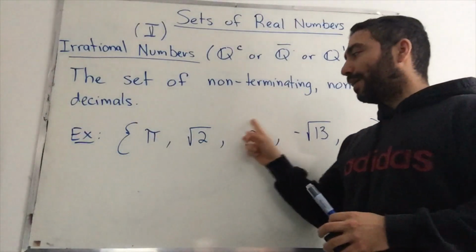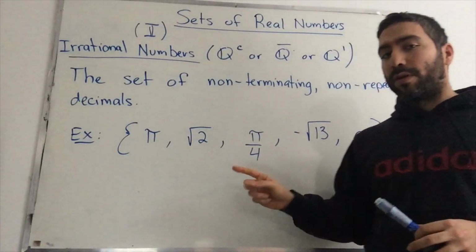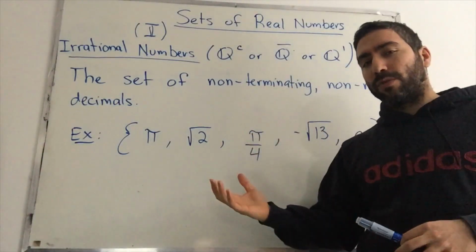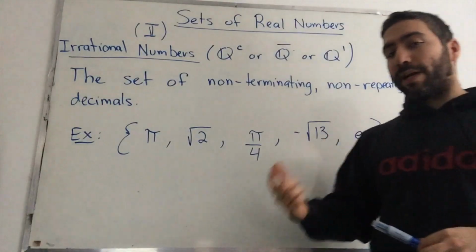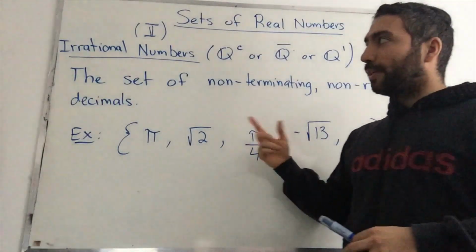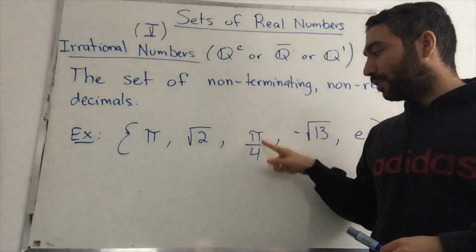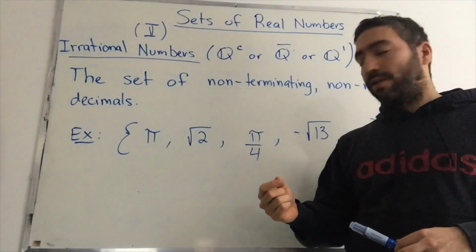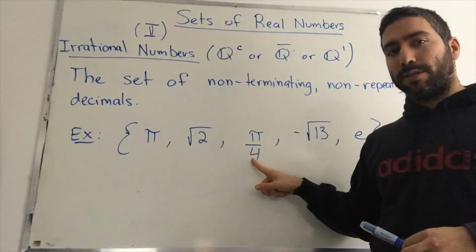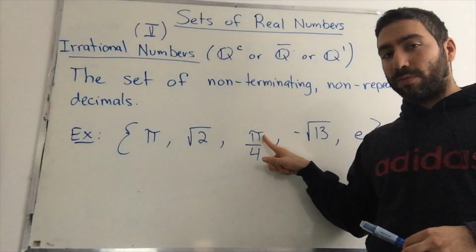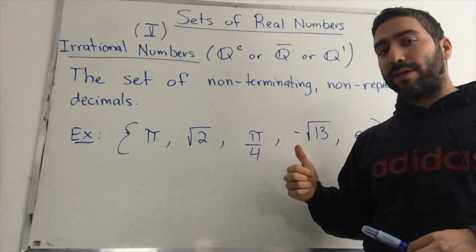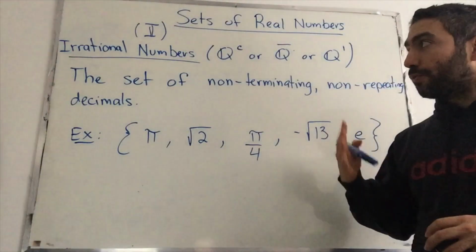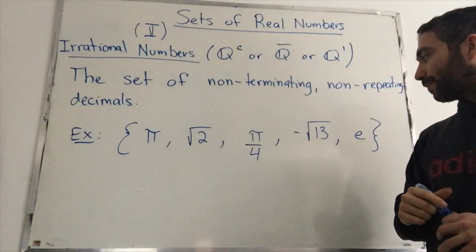The next example here, be careful, this is kind of a trick, pi over 4. So you might be thinking, wait, there's a fraction. Isn't this rational, not irrational? Well, be careful, because the definition of a rational number is that both the numerator and the denominator have to be integers, whole numbers. 4 is a whole number, it's an integer, but pi is not. If it was 3 over 4, that's fine. But since we have pi over 4, this ends up being an irrational number, not rational.